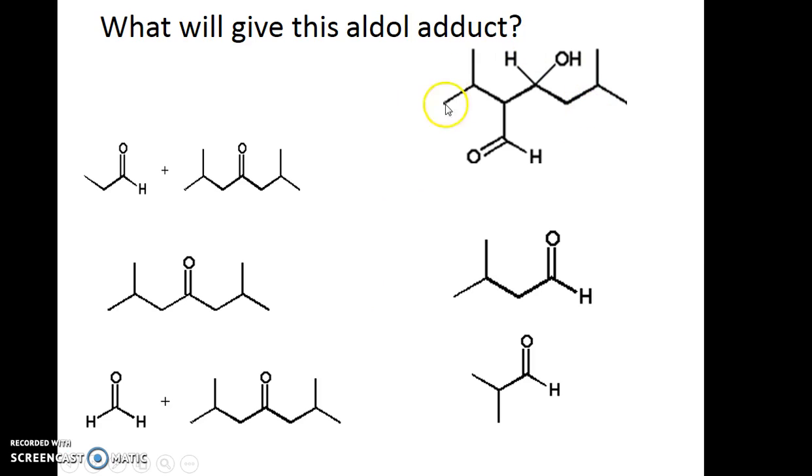What will give this aldol product? Well, if I look at this, let's take it apart. You would have to have the adduct forming through this carbon bond. So we have to have a carbonyl here, and then here's our enolate. This is basically two of the same compounds. So I'm going to have this compound like that, and then this compound with it not being added. So it has to be this compound right there.